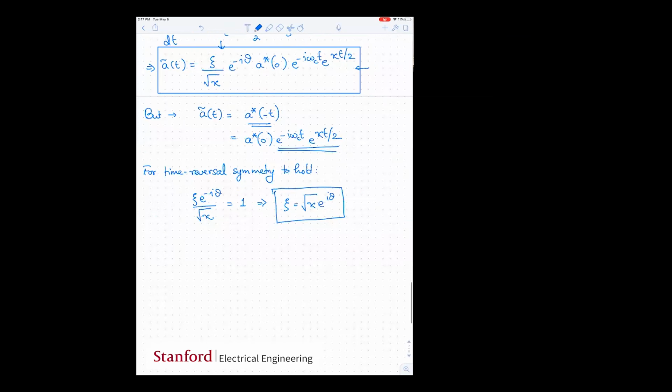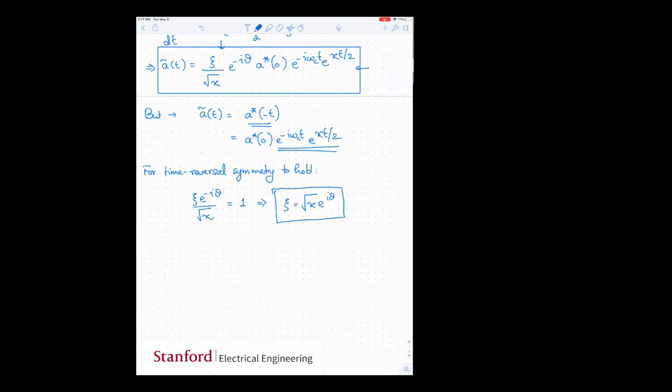Is it a physical interpretation that kappa is related to eta when we are just using the reciprocity relation? Time reversal symmetry. Yeah, sorry. Yeah, so the physical intuition is clear. For your time reversal symmetry to be satisfied, you would intuitively expect the incoupling and outcoupling to be equal, right? Yeah. And that's what is happening, right?